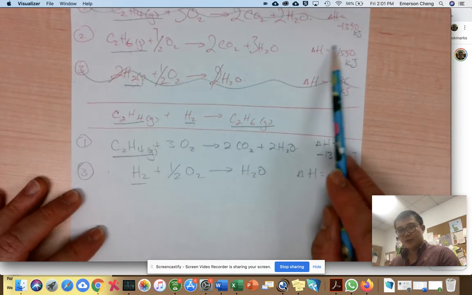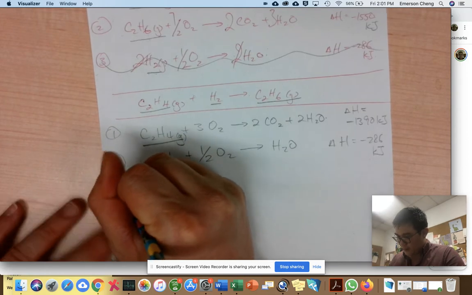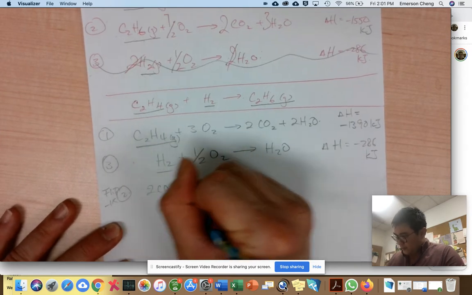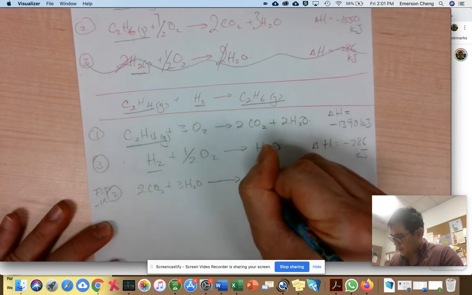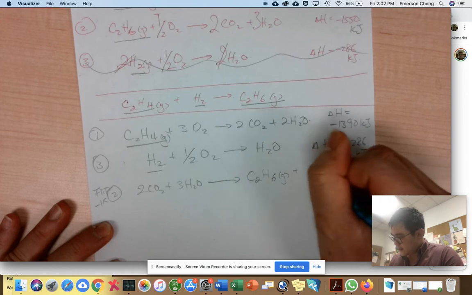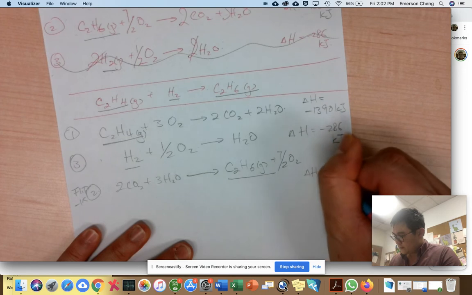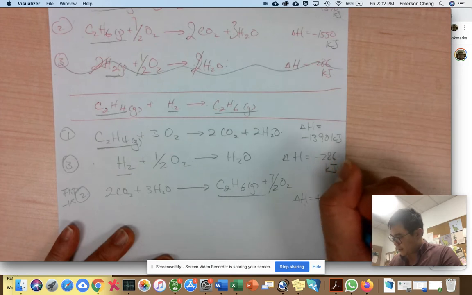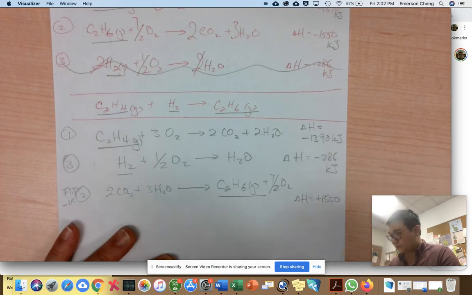And in this case, what is minus becomes positive. So flip 2 and then multiply by minus 1, right? So flip this: what's on the left becomes right, and what's on the right becomes left. Underline this here. Now, because I flipped it, the sign also changes. Now it's a plus 1550, right? So at this point, I'm going to cancel things out.